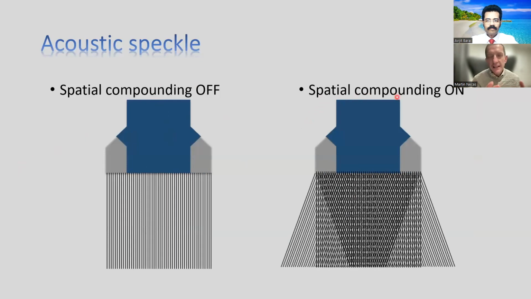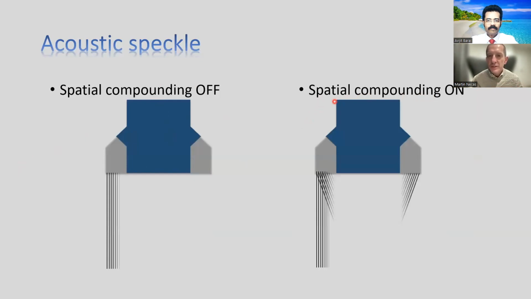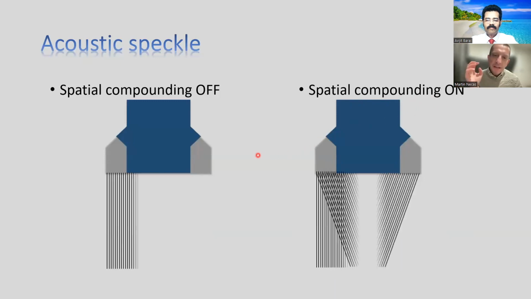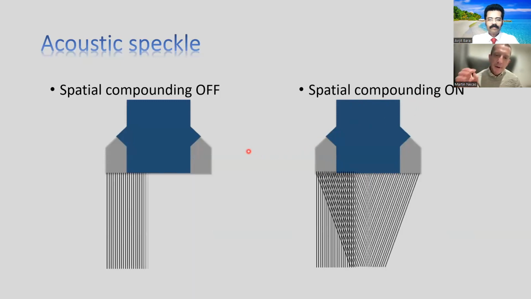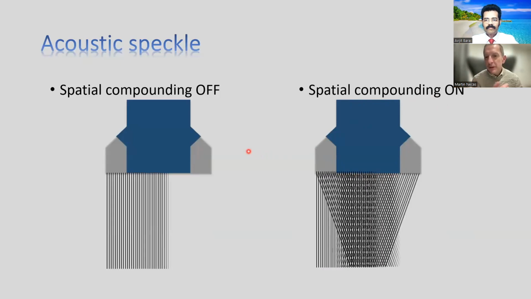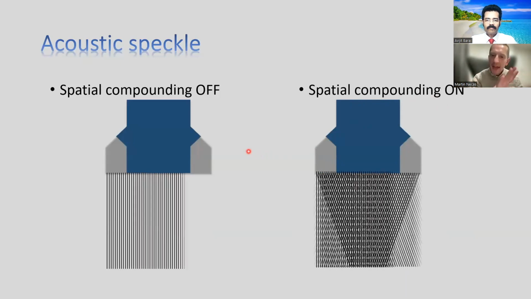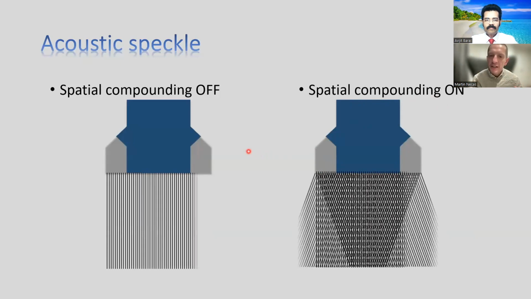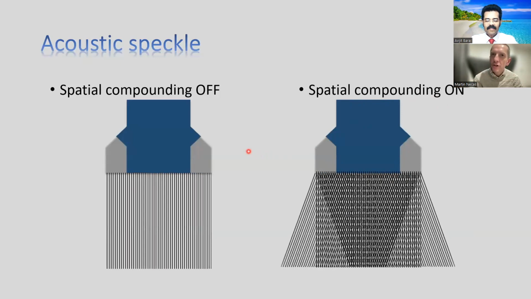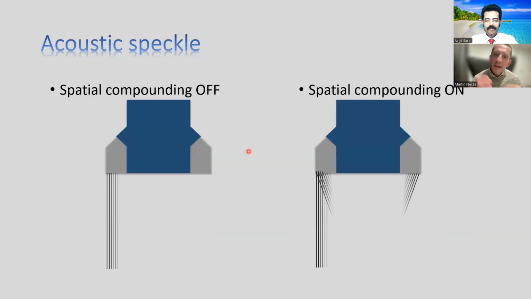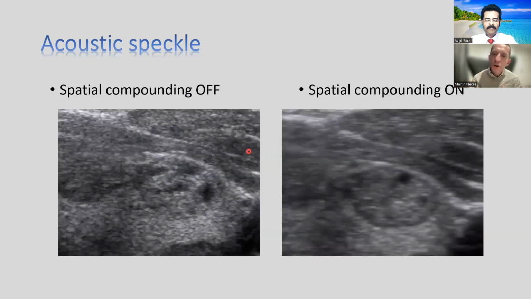More recently, in the last 15, 20 years, manufacturers have come up with a special compounding technique where the beams are not emitted into the patient in a straight line, but at a wide variety of angles. And this tends to reduce the appearance of speckle because the speckle pattern is different depending on the angle at which we look at the same object. And this tends to smooth the images and makes them a lot smoother in texture, and objects within tissue are much more conspicuous.